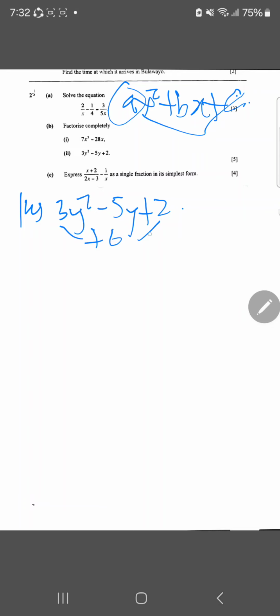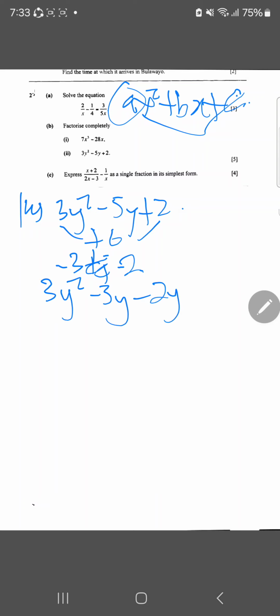You look for the factors of 6 which give us 5 by adding, because our 6 is positive. So the factors should give us the middle number by adding, because we have a positive product here. The factors of 6 which give us 5 by adding are 3 and 2. If we add these two numbers, it gives us 5, but we also have to consider that our 5 is negative, so it will be minus 3 and minus 2. So we have 3y squared minus 3y minus 2y plus 2.